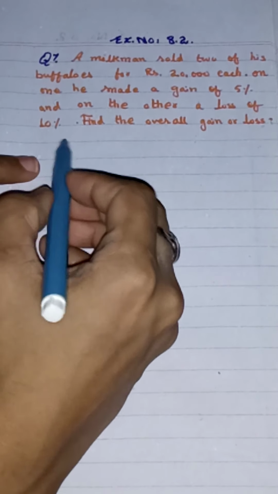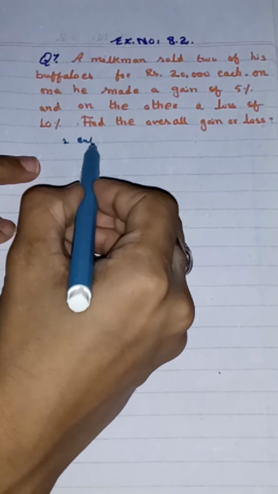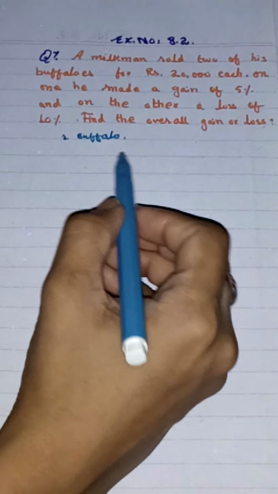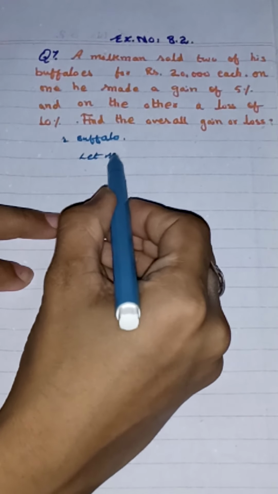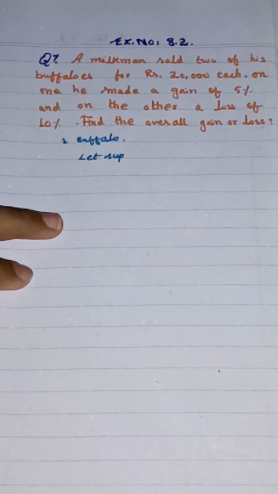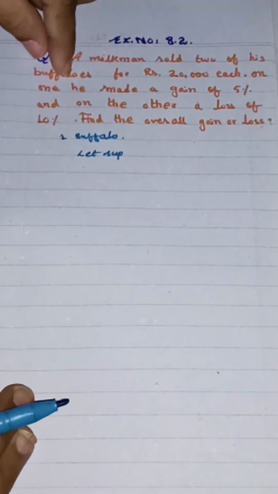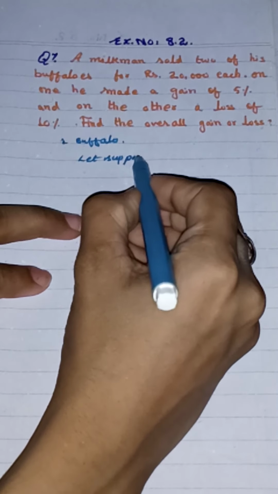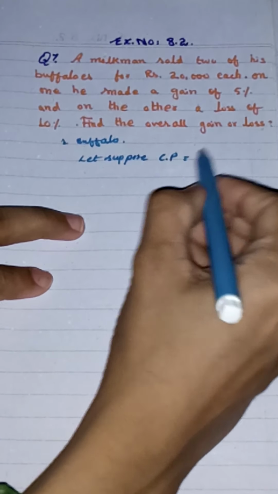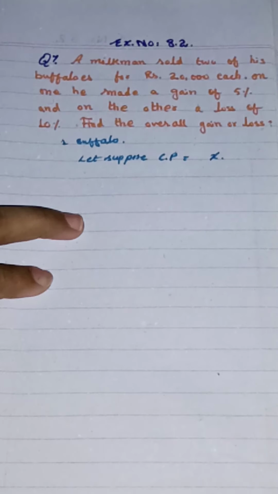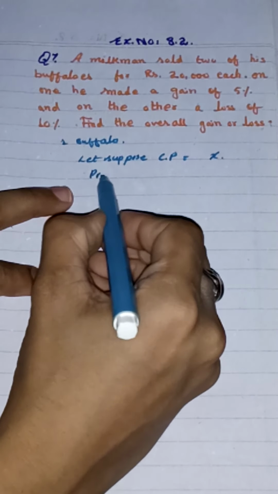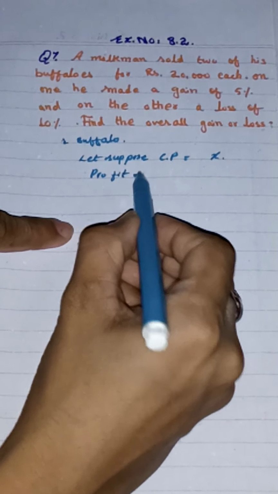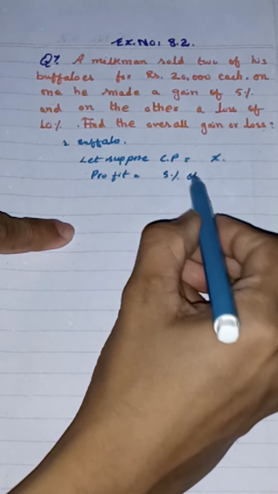So let's start with the first buffalo. Cost price is not given, so first we find the cost price. He sells the first buffalo at a profit of 5%. Let's suppose the cost price of one buffalo is X. Profit is equal to 5% of X.